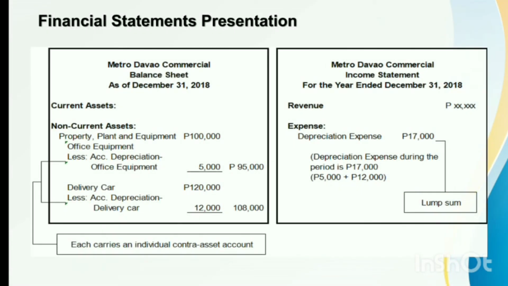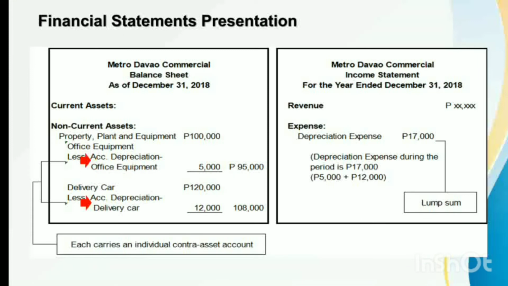When a company acquires 2 or more fixed assets, each fixed asset will carry its own valuation account in the books. That's why here in the balance sheet of Metro Davao Commercial, the office equipment carries its own valuation account, which is the accumulated depreciation office equipment. And then the delivery car also carries its own valuation account. So we have here the accumulated depreciation delivery car.